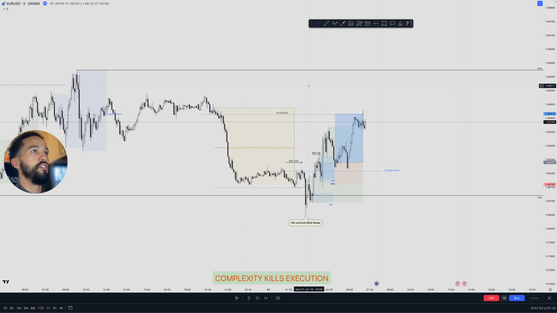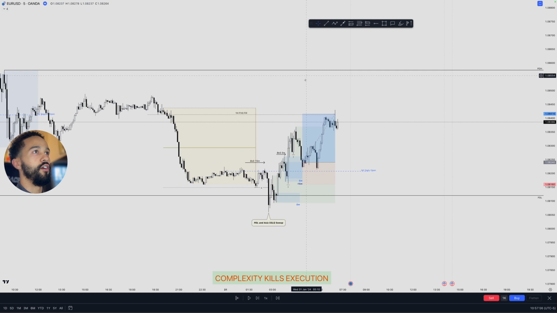So here, just immediately what you can see on the 5-minute, I entered here, and there's also this order block below, which I'll explain why I didn't enter there or wait for it. Okay, so I'll move up to the 15-minute for now.